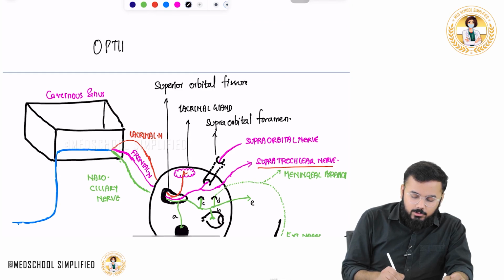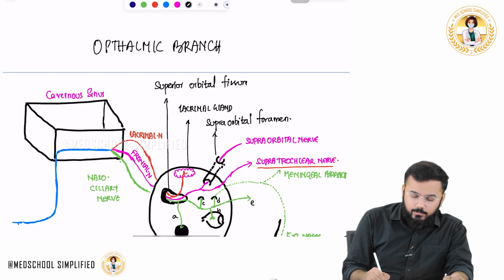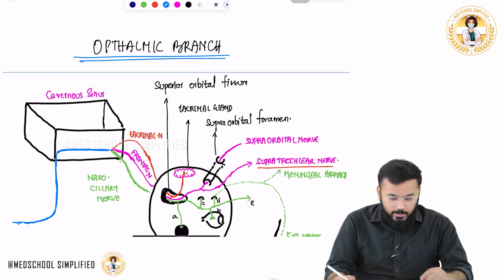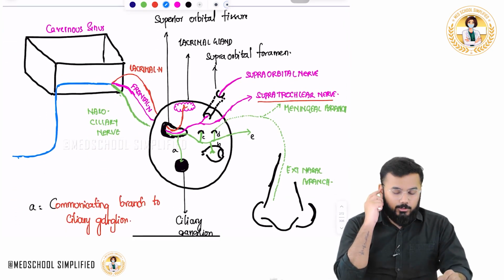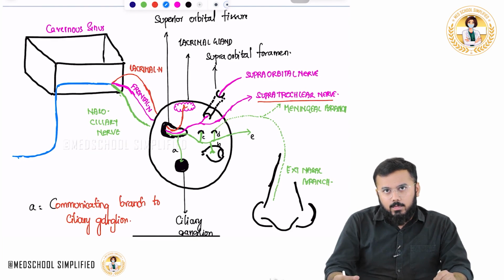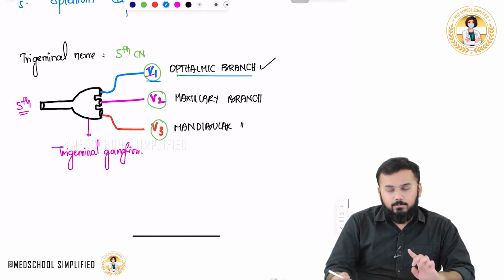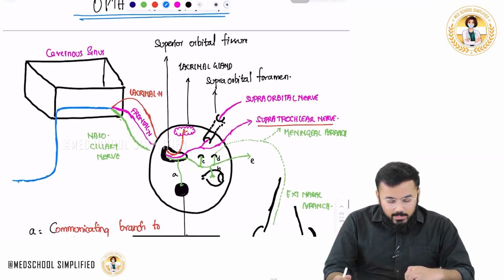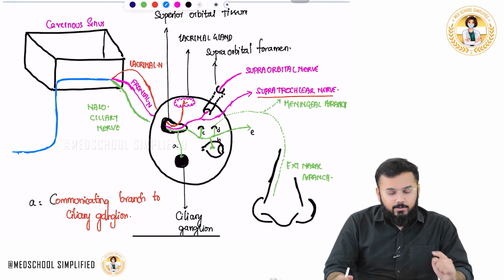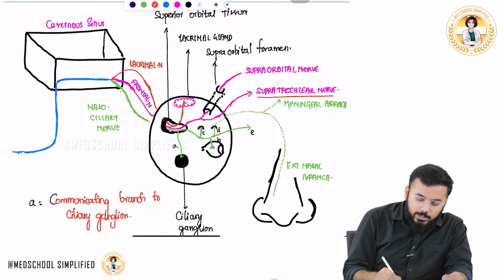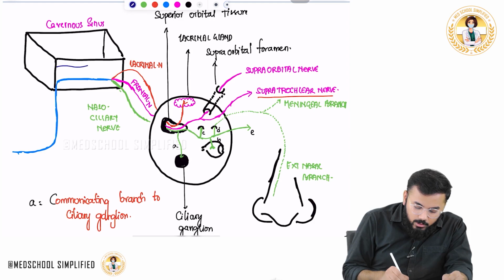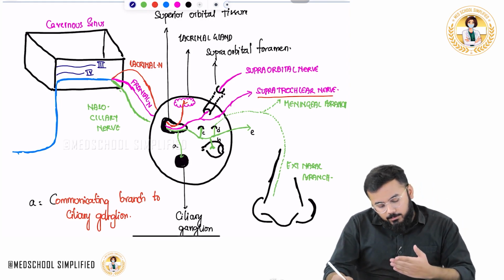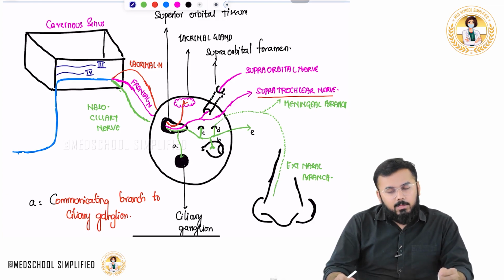These are the branches of the ophthalmic branch. In the ophthalmic branch, what you need to know is that this ophthalmic nerve starts from the ciliary ganglion, right. It passes first along the lateral wall of the cavernous sinus, and exactly above this branch you see two more nerves passing through the lateral wall: cranial nerve number 3 and cranial nerve number 4. Just below cranial nerve 3 and 4, this ophthalmic branch is present.